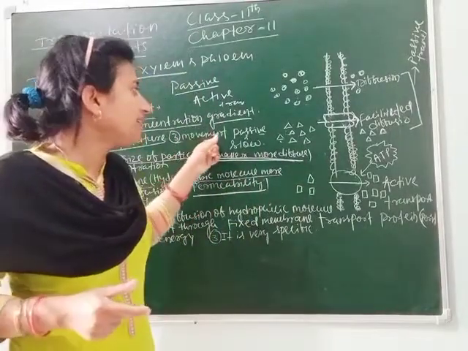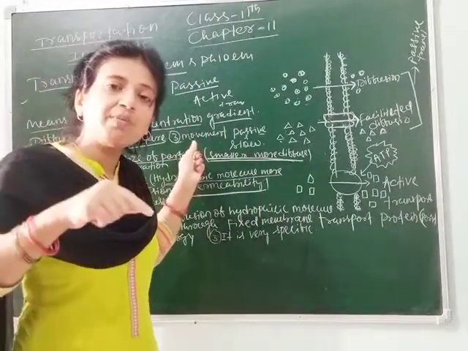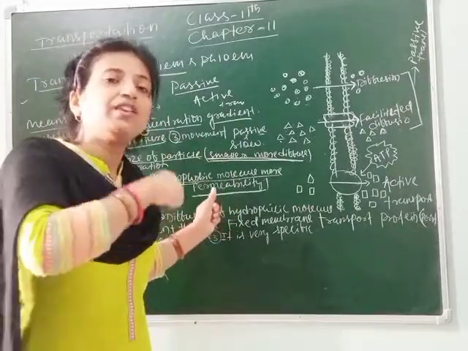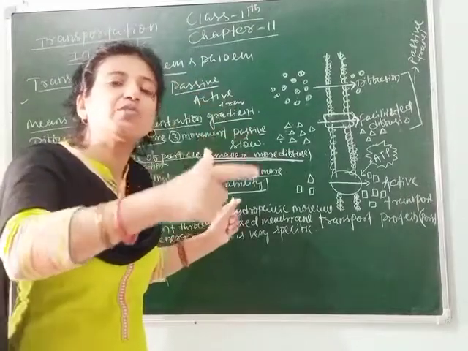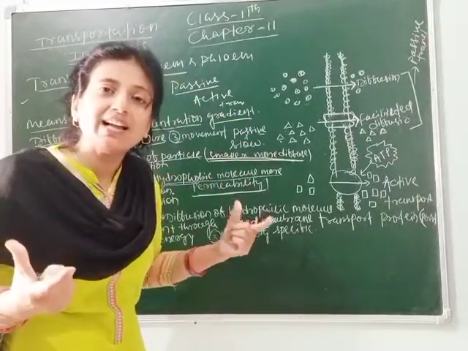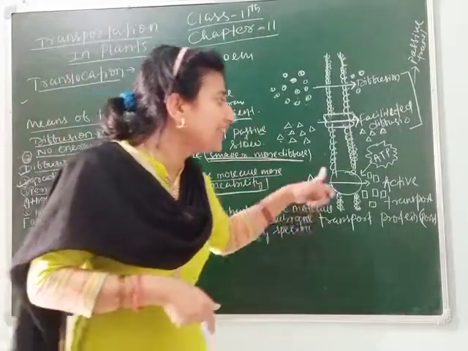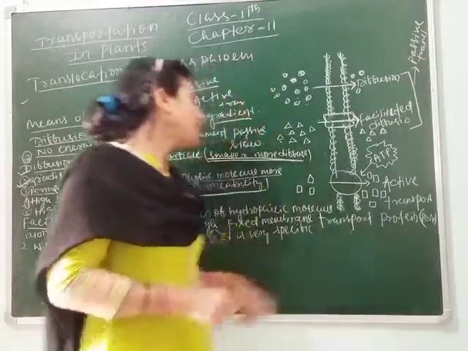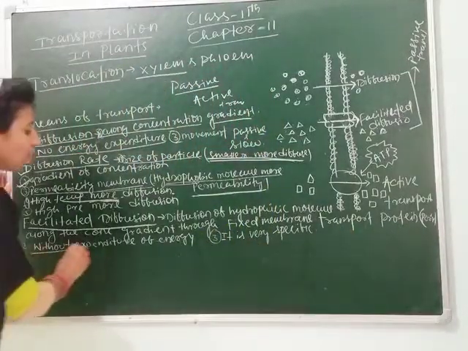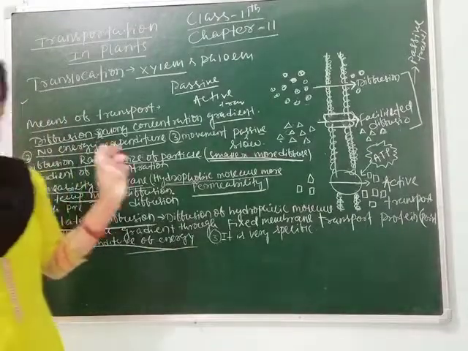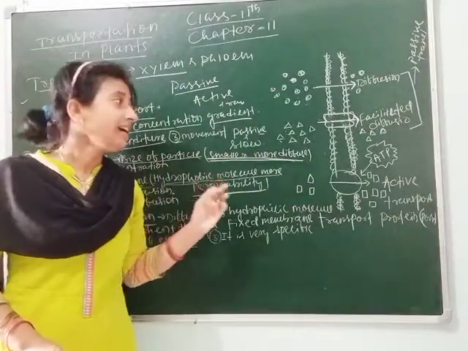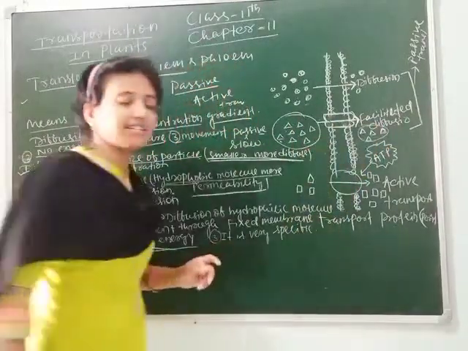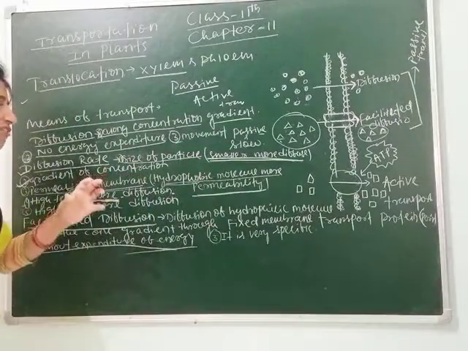In simple diffusion, the rate is faster in the case of hydrophobic molecules, but in facilitated diffusion the hydrophilic molecules should enter into the cell. That's why they can't directly enter the cell, as I have told you. So here they need some special proteins, known as transport proteins or porins. Again, here also no energy is used. Energy expenditure is 0. Clear? As here molecules are more and here molecules are less, we can say there is no expenditure of energy.